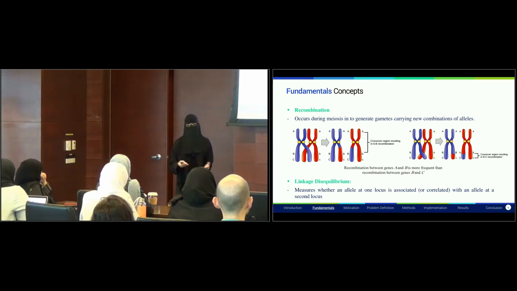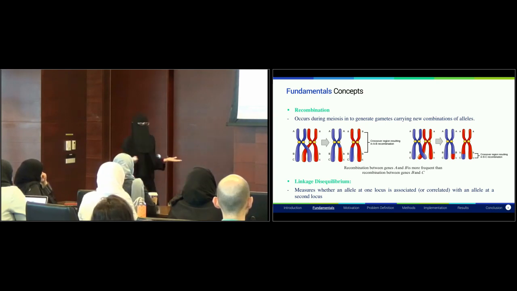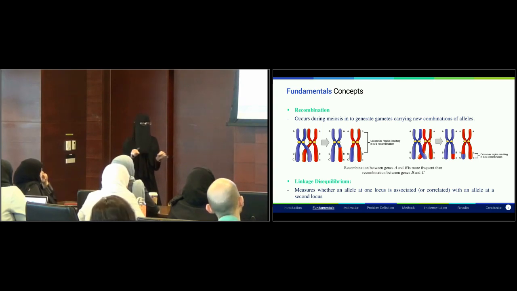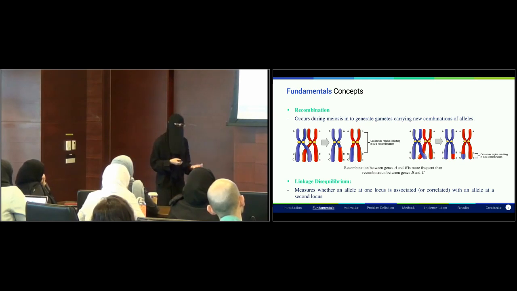Meiosis is a form of cell division that produces gametes, and as bio people know, there are many stages that occur during this process. However, here I'm focusing on only one concept that typically occurs during this process, known as recombination. What is recombination? Recombination is a process by which a piece of DNA is broken and recombined to produce a new combination of alleles, which contributes to the genetic diversity.